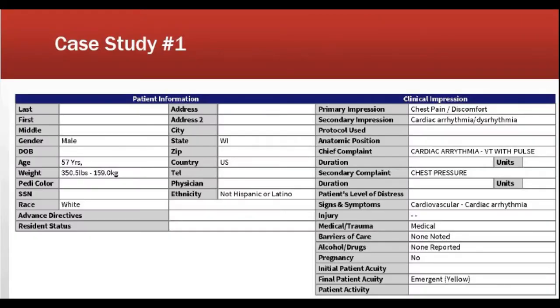So looking at the patient care report, we have a male patient, 57 years old, 350 pounds, or Wisconsin average, with a chief complaint of VTAC with a pulse. That'll get your attention when you walk in the door and you find out that's what you're transporting, right? We do have chest pain as a primary impression, so the dysrhythmia is in fact symptomatic.